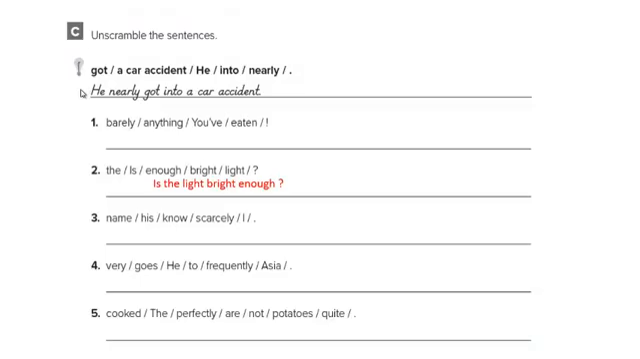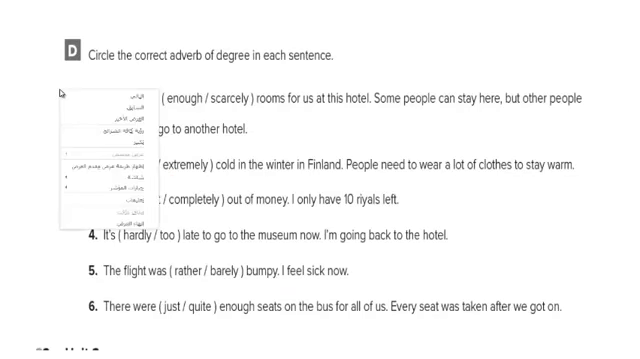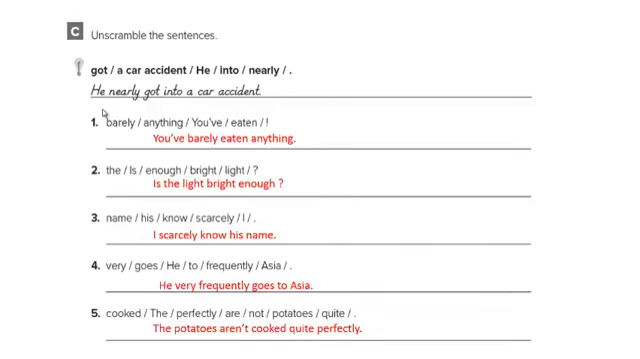Now, unscramble these sentences, from the workbook, Exercise C. He nearly got into a car accident. You've barely eaten anything. So here we got the answers. You've barely eaten anything. Is the light bright enough? Can you see the word enough coming at the end of the sentence? I scarcely know his name. Look at the word scarcely comes before the simple verb it modifies. He very frequently goes to Asia. The potatoes aren't cooked quite perfectly.